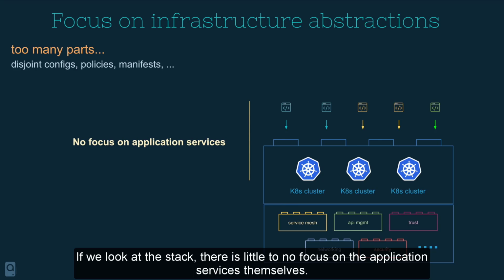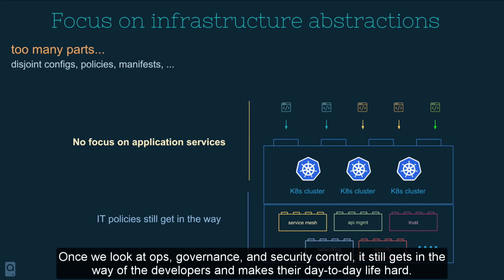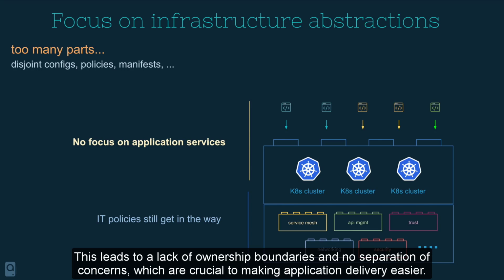If we look at the stack, there is little to no focus on the application services themselves. Instead, the focus is on the infrastructure and containers. Once we look at ops, governance, and security control, it still gets in the way of the developers and makes their day-to-day life hard. This leads to lack of ownership boundaries and no separation of concerns, which are crucial to making application delivery easier.